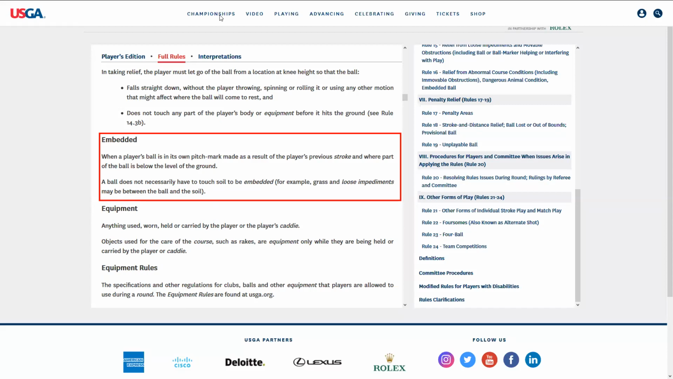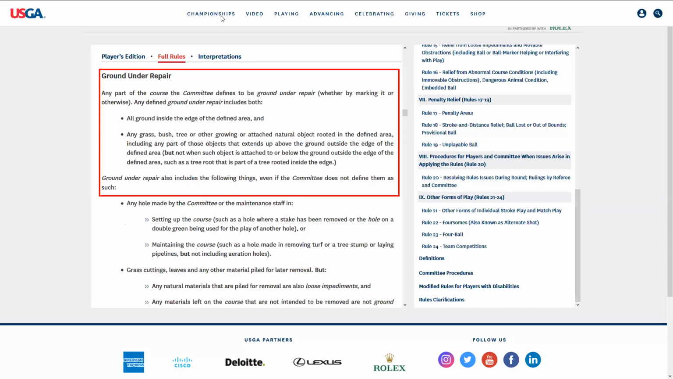Ground under repair. This is a long definition, but it's worth knowing. And there are really four parts to this. Any part of the course the committee defines to be ground under repair, whether by marking or otherwise.